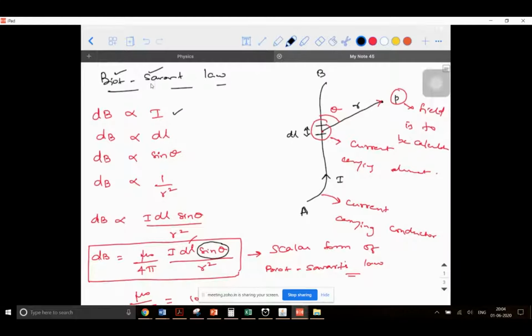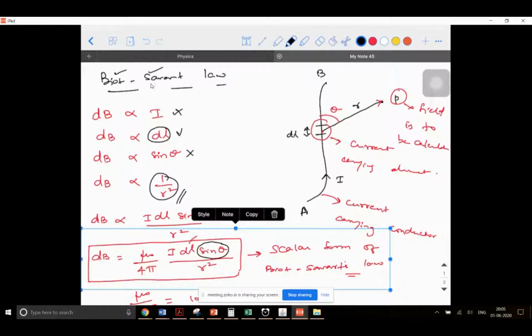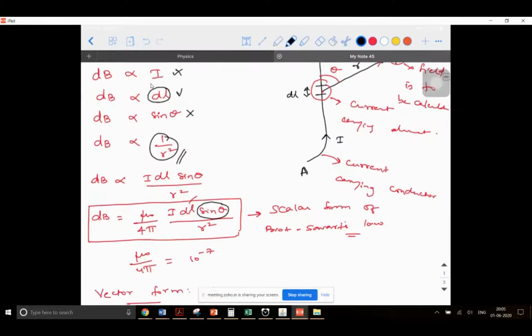Now we look at I. I is not a vector, it's a scalar. It has direction and magnitude, but it does not follow the vector laws of addition. That is why it is not a vector quantity. Whereas DL can be treated as a vector element, and the direction to this DL can be given in the direction of current itself. So DL, yes, it is a vector quantity. I is not a vector quantity. Obviously, sine theta is not a vector quantity, and R is a vector quantity.